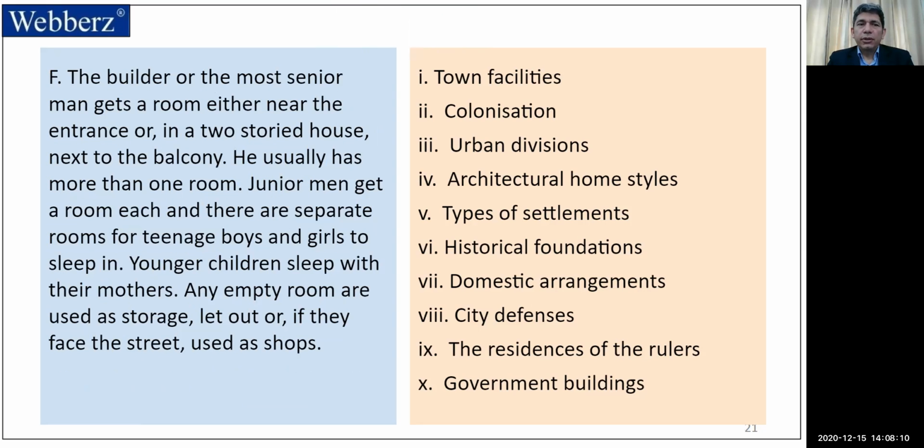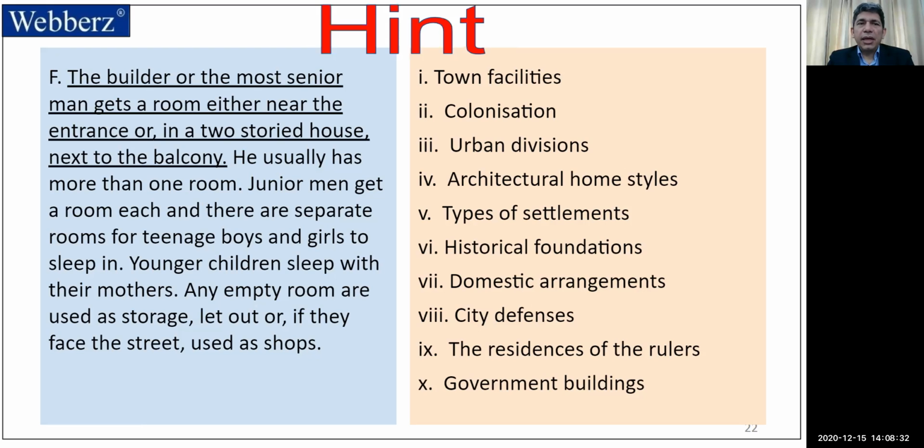F paragraph. The first sentence of this paragraph talks about the builder or the most senior man getting a room either near the entrance or, in a two-storied house, near the balcony. And then he talks about teenage boys, girls, mother. So he talks about how the house people stay inside. The main line is again the first one.